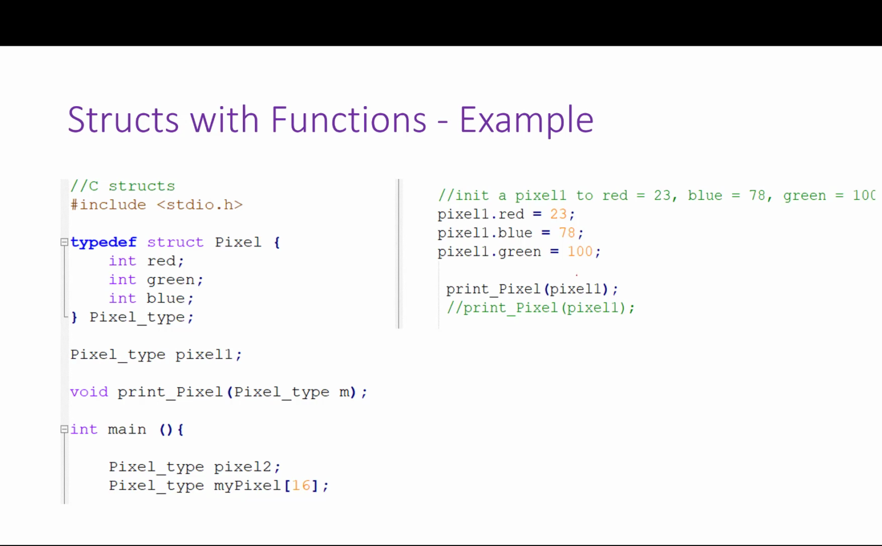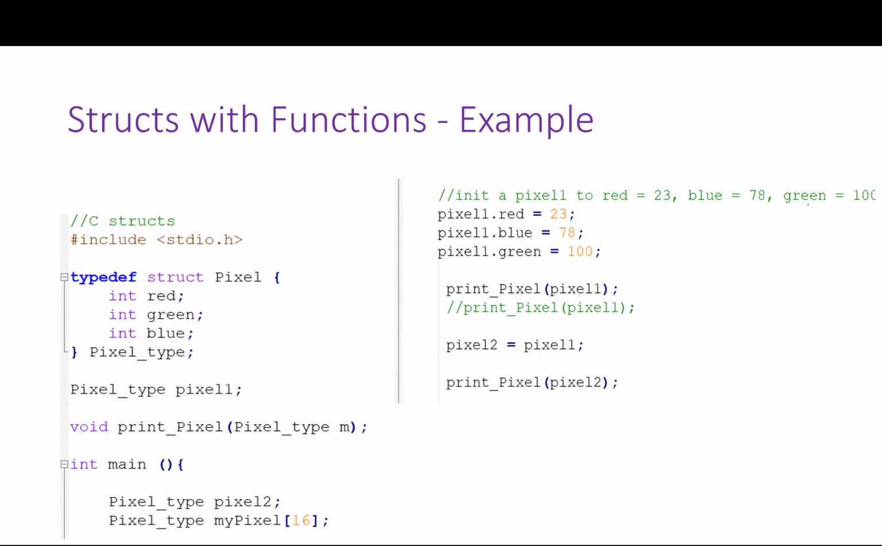And remember, when you are printing, you are just sending the name of the struct to the function. Okay, so here, name of struct. And then after that I will say pixel2 equals pixel1. What will happen here? Copy everything inside pixel1 and put it into pixel2. So I'm expecting that whatever will be printed will be exactly the same as what was printed from pixel1, right?